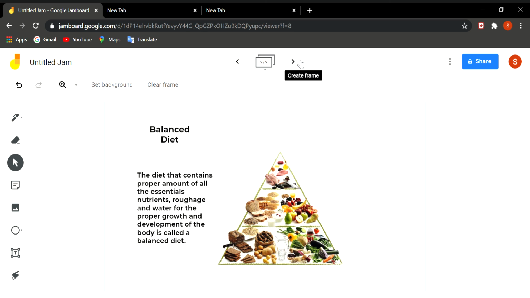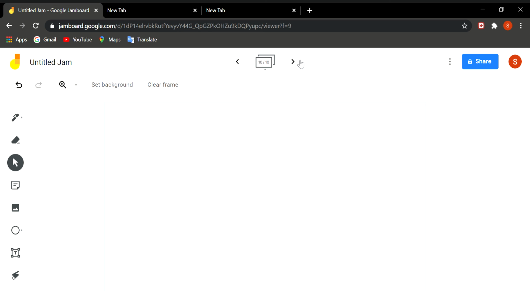Then laborers, athletes and rickshaw pullers need more carbohydrate to obtain more energy to do hard physical work. So whenever we eat food, we should keep all the points in mind, the functions of all the nutrients, and then we should eat a balanced diet. Okay, this is all for today's lecture.